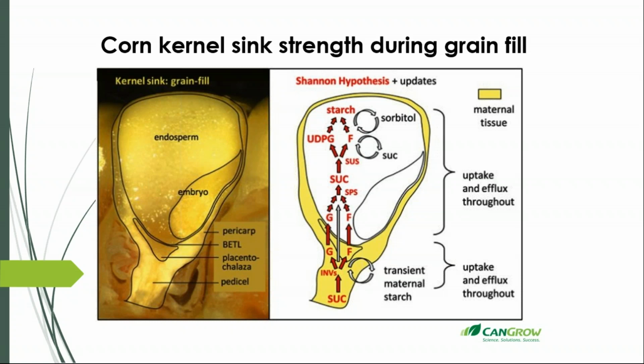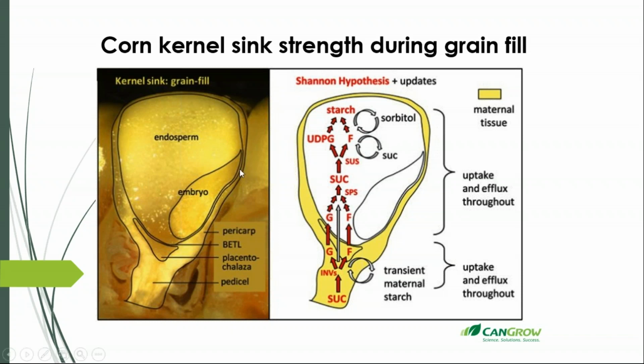Now, in order to do so, it needs synchrony of growth and development of the endosperm, the embryo, and the seed coat. Now, when we look at this, we see that the seed coat is part of the maternal tissue, the mother plant. The endosperm and the embryo are not. This is called the Shannon hypothesis, and it's been updated. It's been in biology books for quite a few decades.